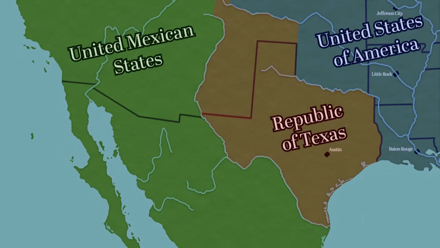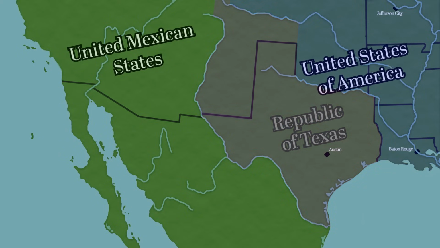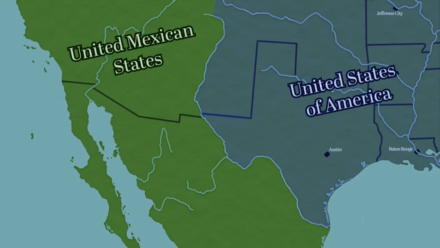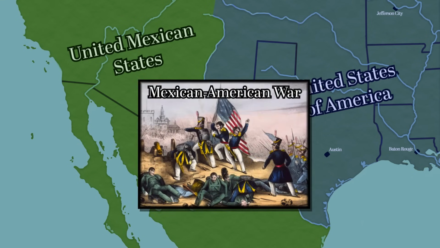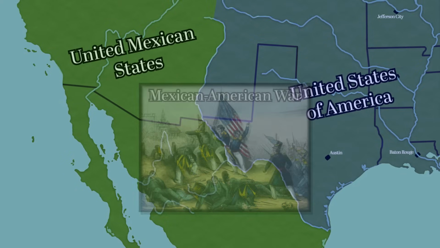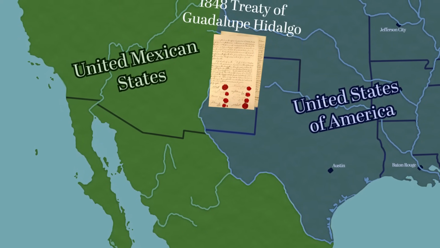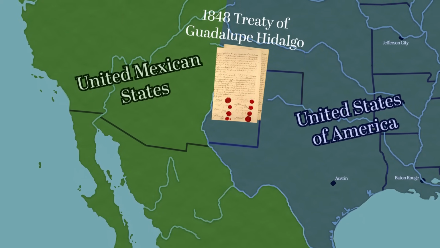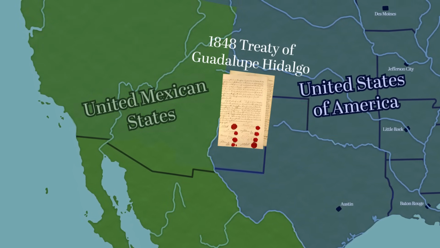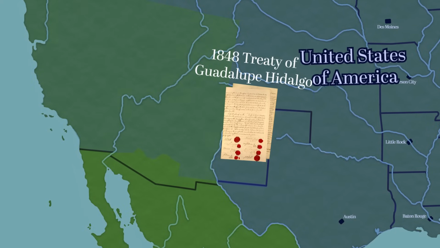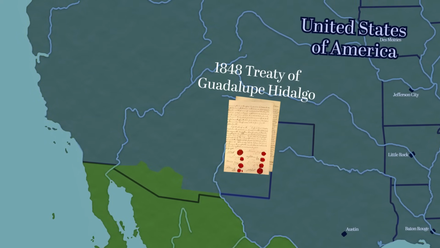The annexation of Texas by the United States in 1845 set the U.S. on a collision course with Mexico. The Mexican-American War of 1846-1848 resulted in a resounding American victory, and the Treaty of Guadalupe Hidalgo of 1848, which ended the conflict, transferred control of more than 500,000 square miles of territory from Mexico to the United States.